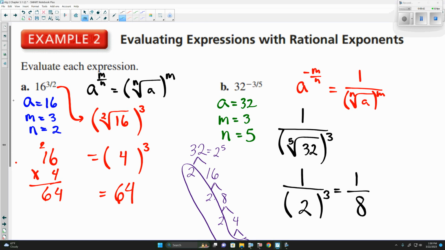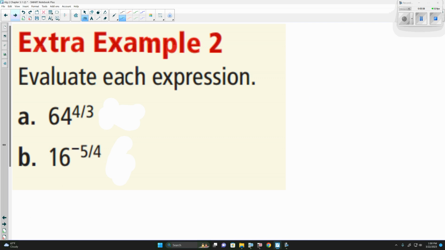And the reason that this works is because, for the first one, we can take the square root of 16. Here, we can take the 5th root of 32. We can take the 5th root, the square root of these numbers, and we get a nice number. Because if they're asking us to leave it in radical form, we need to be able to simplify those.